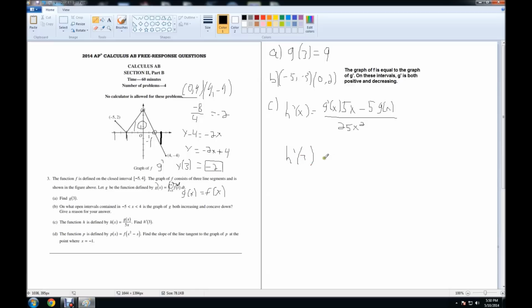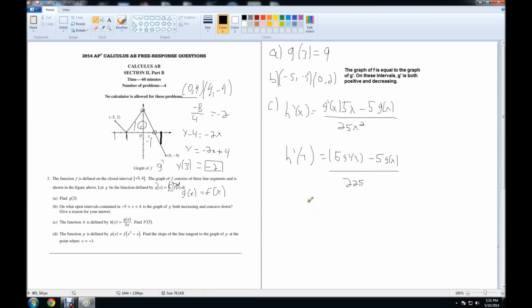Now, g prime of 3, let's compute this first actually. Let's plug in 3 for all the x's that stand by itself to clean this up a bit. So if we plug in a 3 right here, we get 15, 5 times 3. So let's rewrite this as 15 g prime of 3 minus 5 g of x all over, if we plug in 3 for here, we get 9. 25 times 9 is 225.